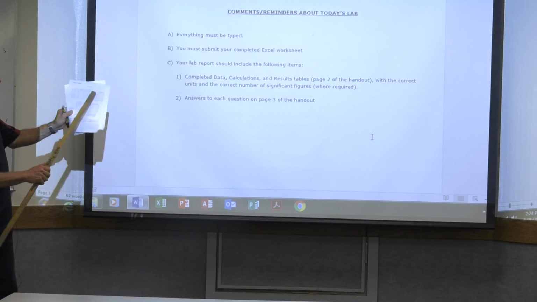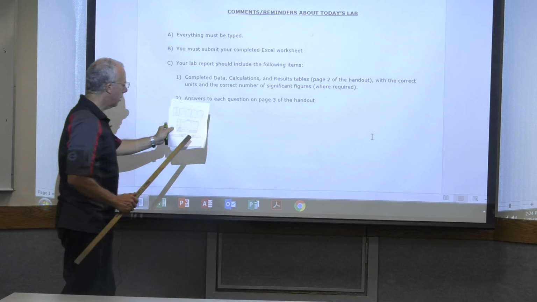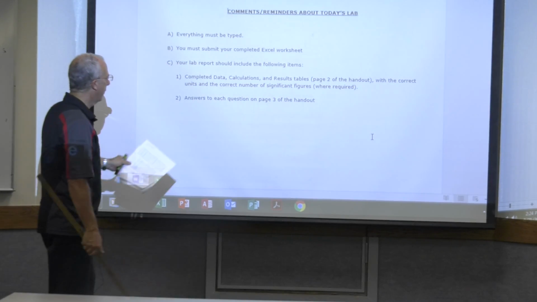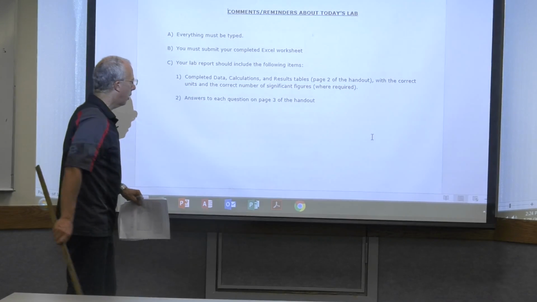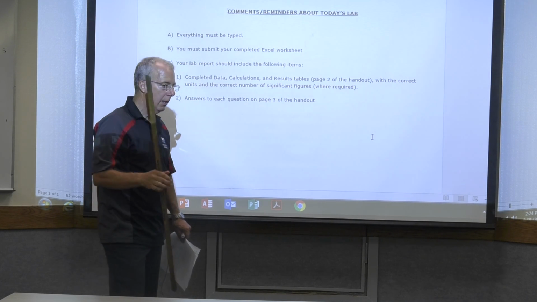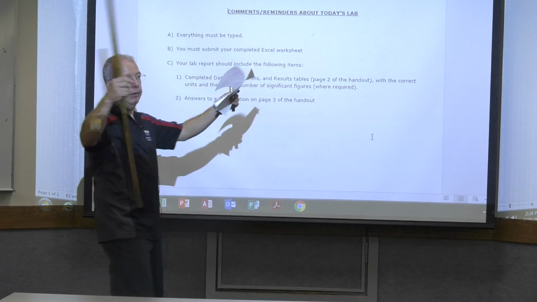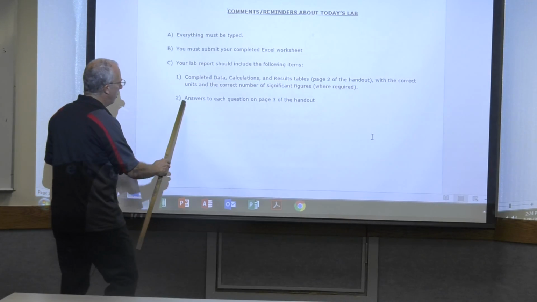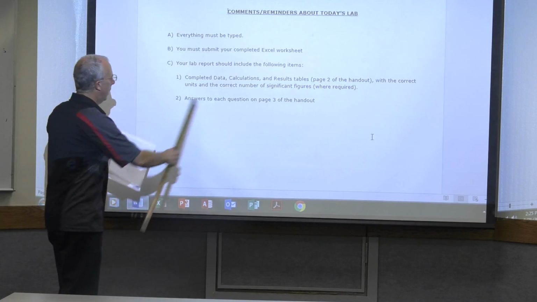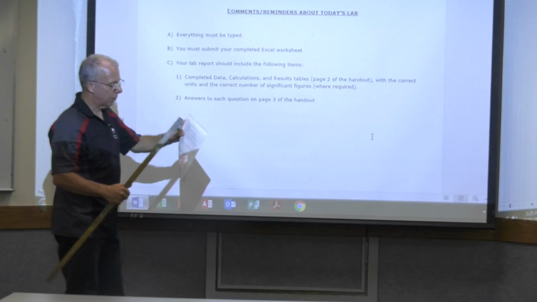Completed data, so all this. This is the data in meters. The calculations, here's all the calculations. The results, okay? With the correct units and the correct number of sig figs where required. So you have to read your handout carefully because I sometimes specify that I want this in 2 sig figs or 3 sig figs or whatever. You also have to include the answers to all of the questions. So all of these questions, you have to answer them. And again, this is on Canvas, so you can just copy it and type in the answers.